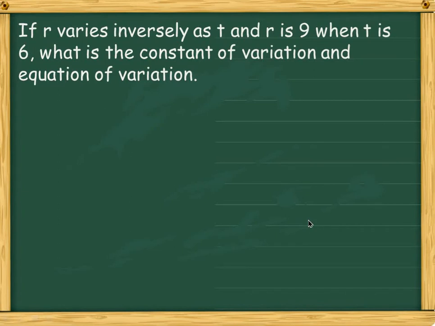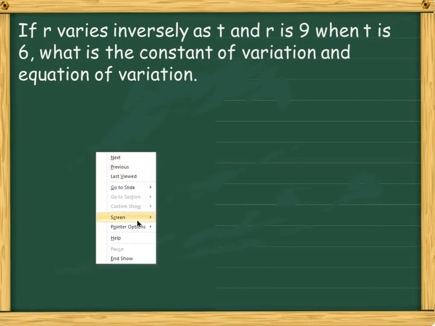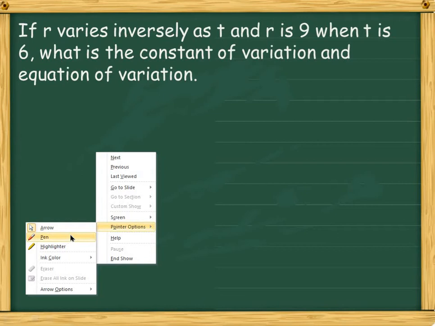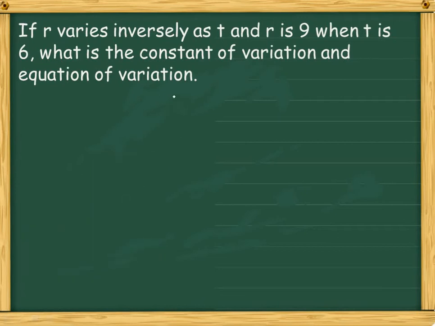Let's have this given example. If r varies inversely as t and r is equal to 9 when t is equal to 6, what is the constant of variation and the equation of the variation? Take note, dalawa po yung pinapahanap sa atin, constant of variation and the equation of the variation. So, step number 1, we need to have our equation. So, saan manggagaling yung equation natin? Manggagaling yun sa unang statement here.